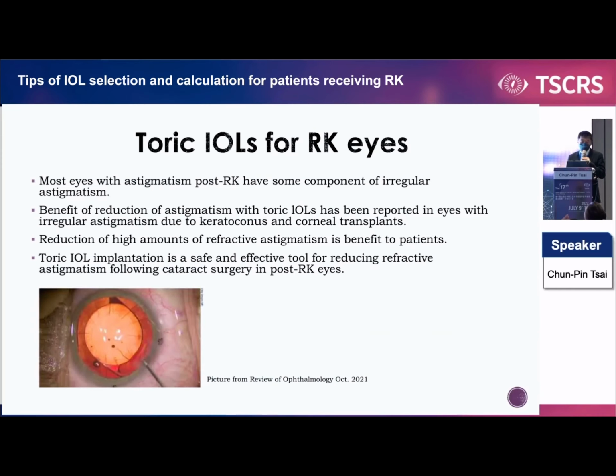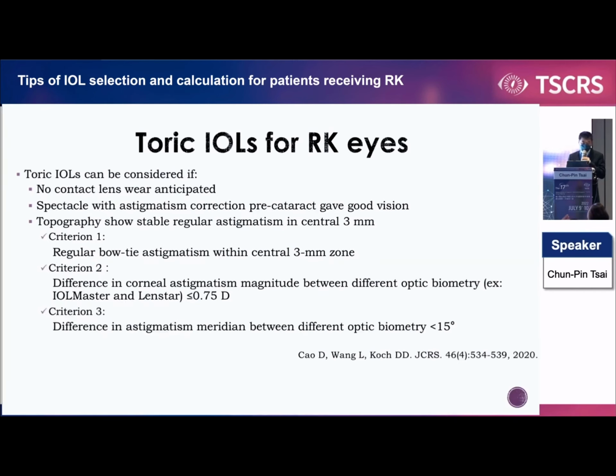Most eyes with astigmatism post-RK have some component of irregular astigmatism. Benefit of reduction of astigmatism with toric IOL has been reported in eyes with irregular astigmatism due to keratoconus and corneal transplants. Reduction of a high amount of refractive astigmatism is of benefit to the patient. Toric IOL implantation is a safe and effective tool for reducing refractive astigmatism following cataract surgery in post-RK eyes. Toric IOL can be considered in this situation.